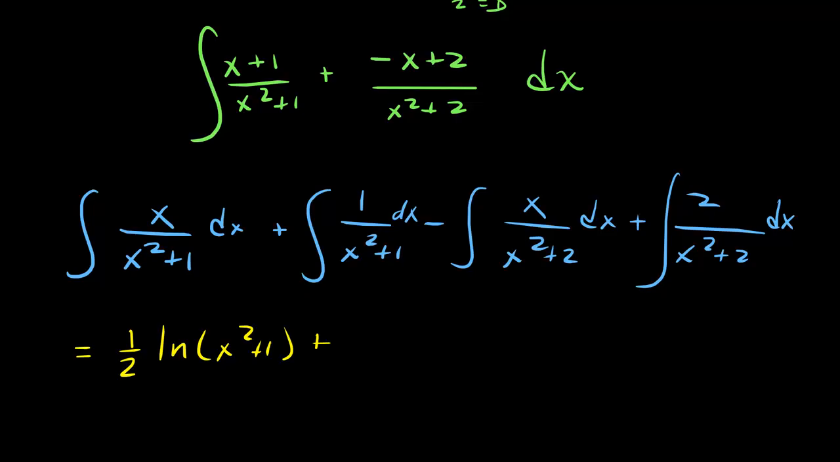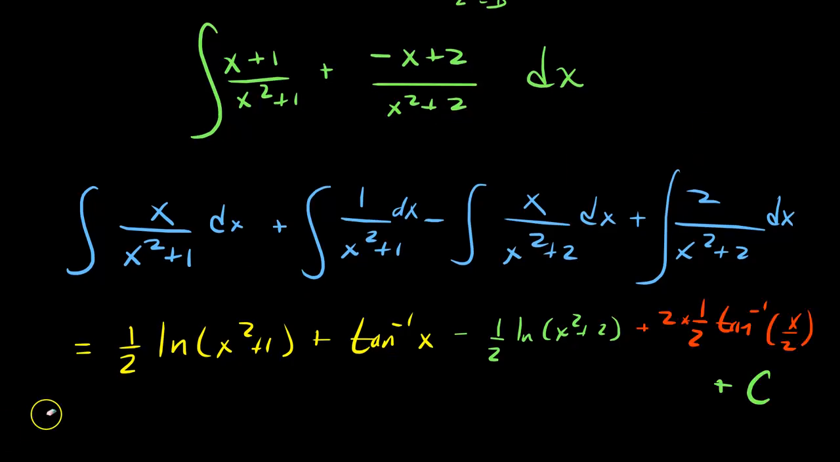Next, 1 over x squared plus 1, that is just inverse tangent of x, minus, this one's very similar to the first one, because the 2 and the 1 don't really change much insofar as the chain rule is applied. So we would have 1/2 natural log of x squared plus 2. And now when you have the 2 here, things do get a little bit more funky. So if we look at the back of the book, we'll see this answer, plus a constant.